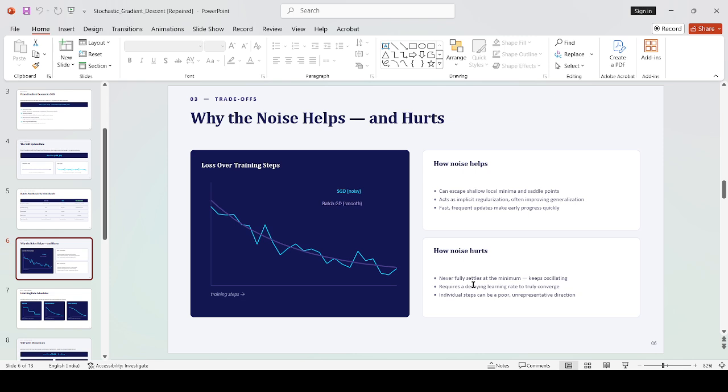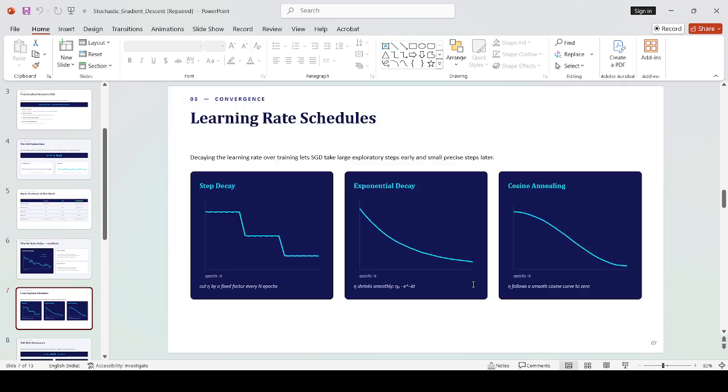However, noise also creates some challenges. The loss value fluctuates instead of decreasing smoothly. The optimizer may continue oscillating around the minimum instead of settling exactly at it. Therefore, techniques such as learning rate decay are needed to achieve stable convergence.